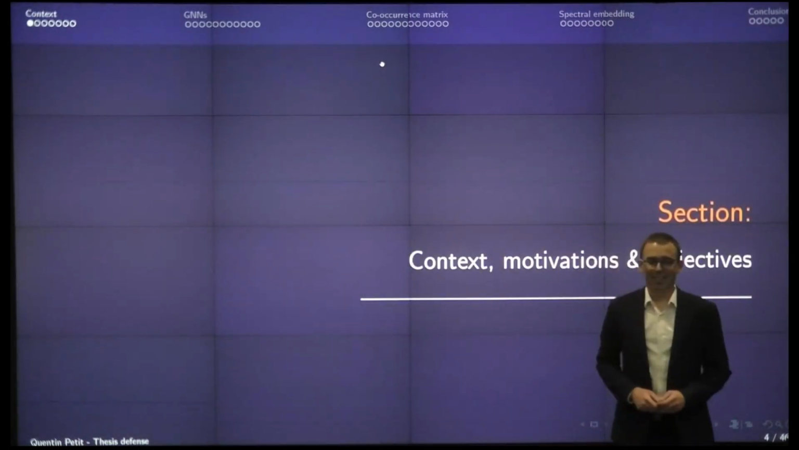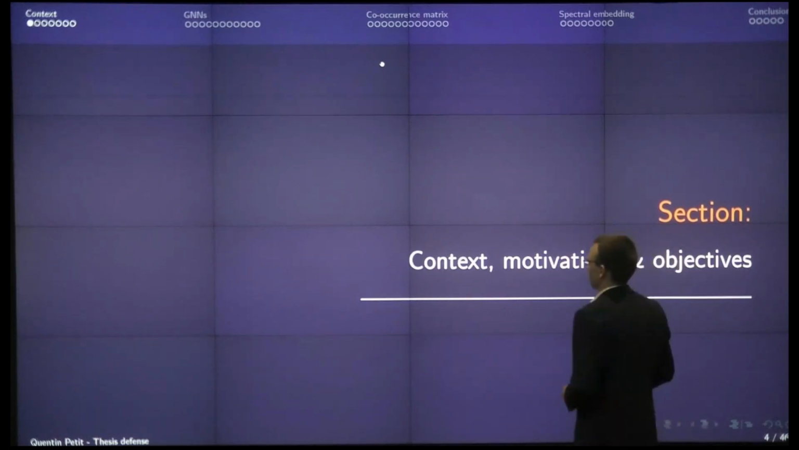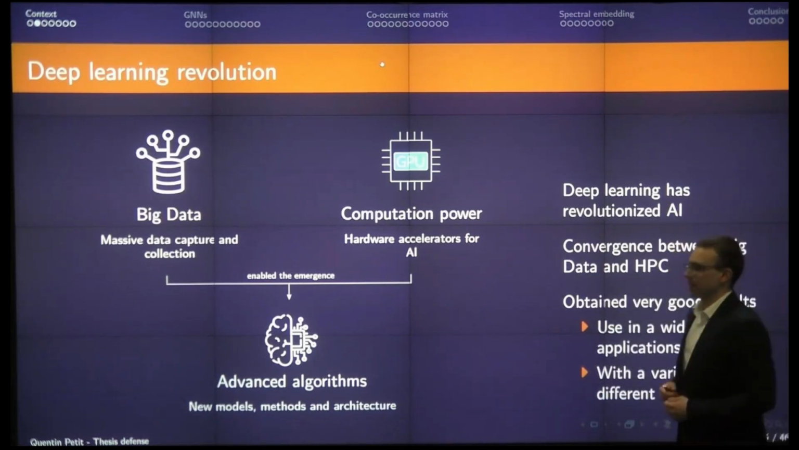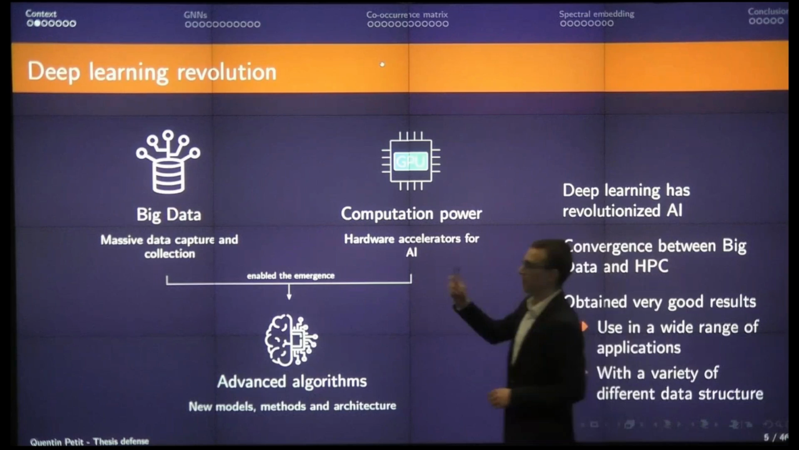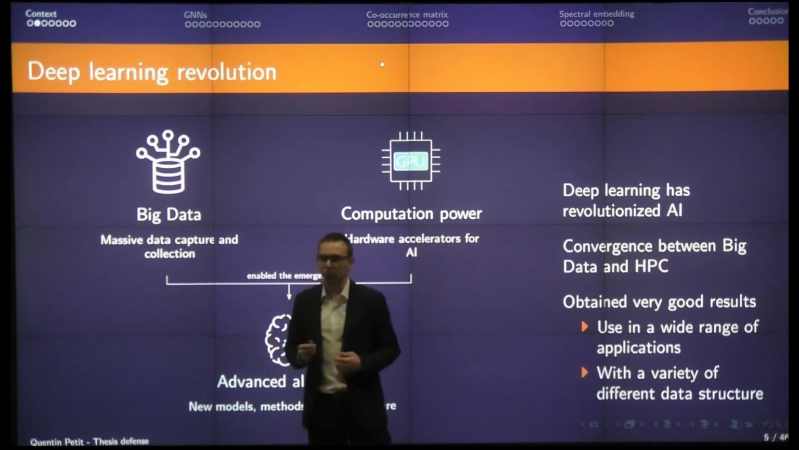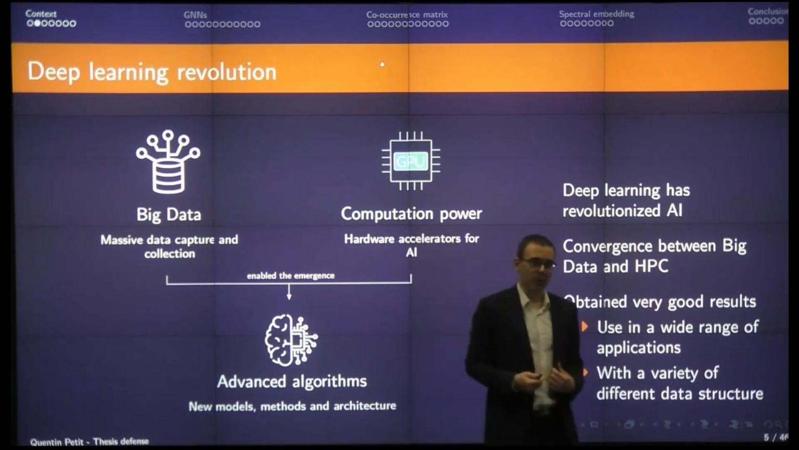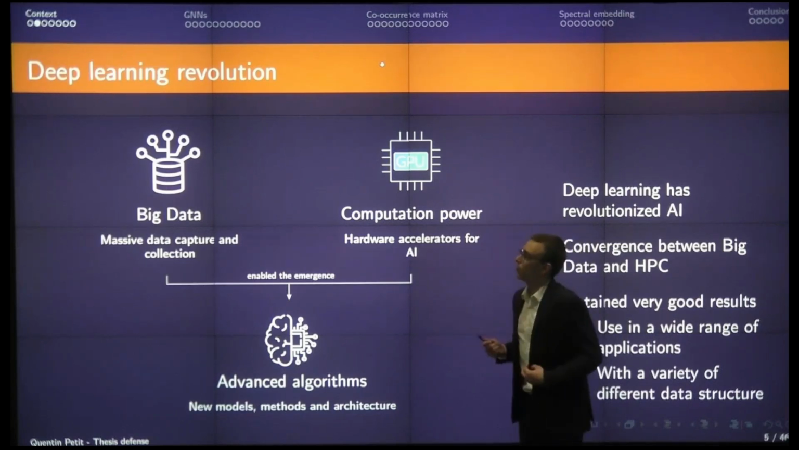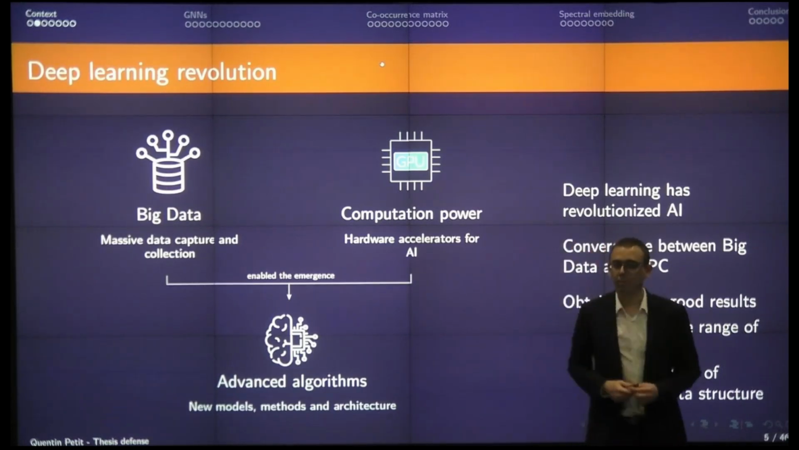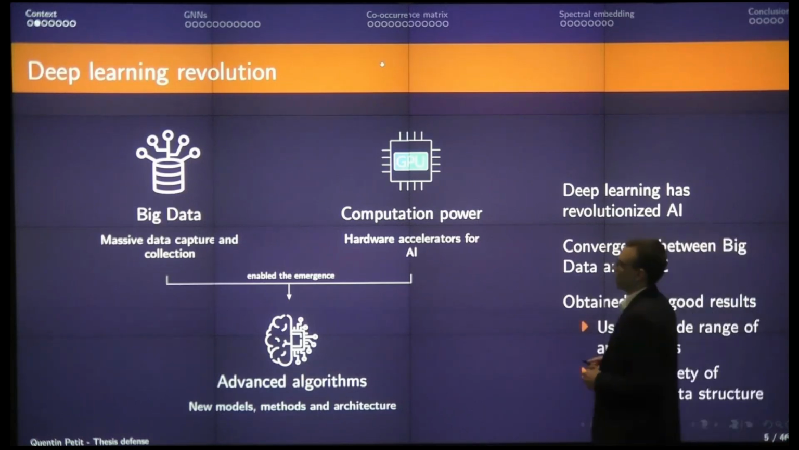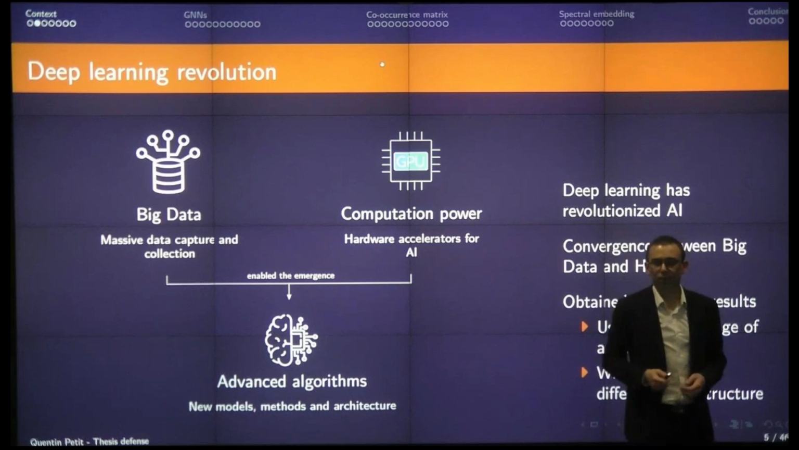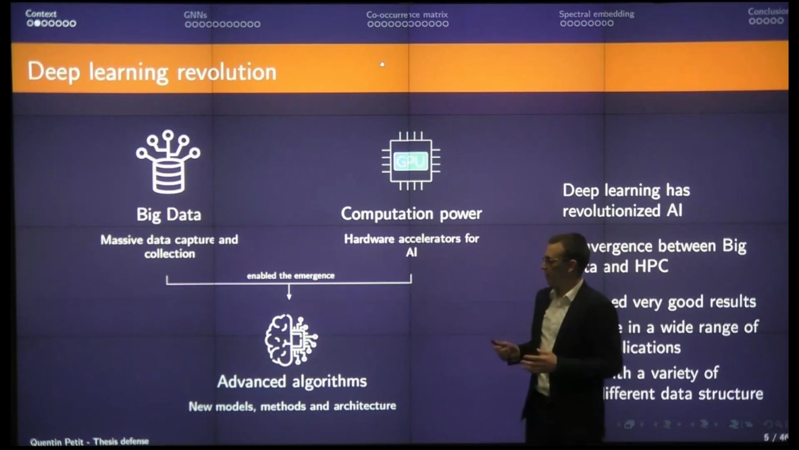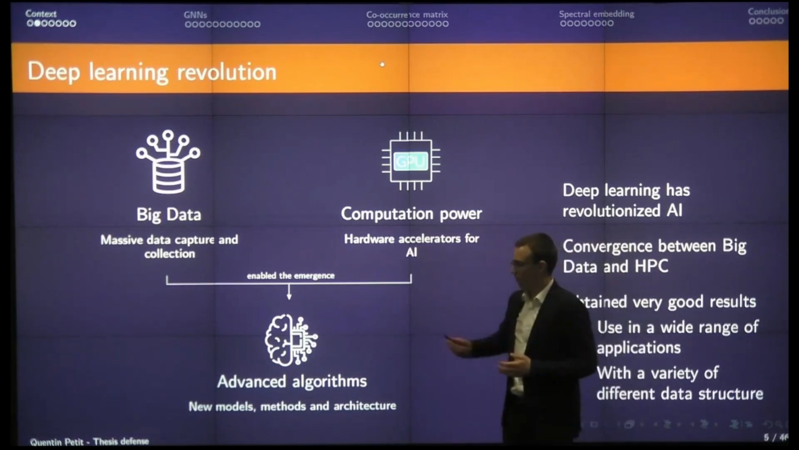Okay, so let's start with the context and motivation. So deep learning has been a revolution in the last few years, thanks to two main keys. The first one was big data. It helped us to capture the information to be able to train and learn from models. And we can build new algorithms thanks to an increase of computation power, especially thanks to special hardware accelerators, specially designed for AI tasks. And the convergence of these two can create the emergence of advanced algorithms.